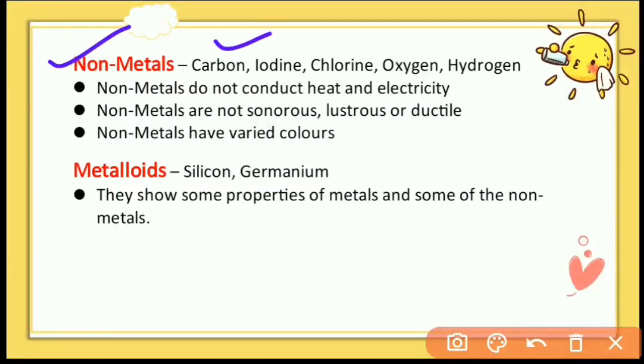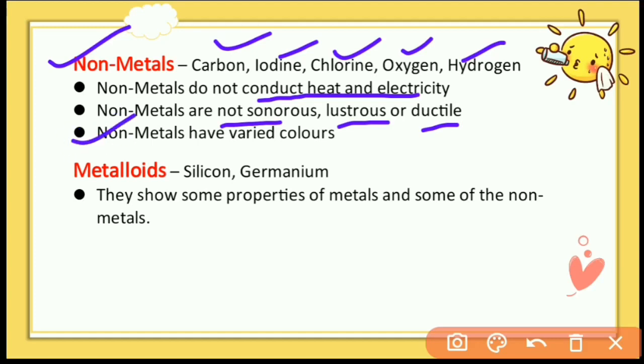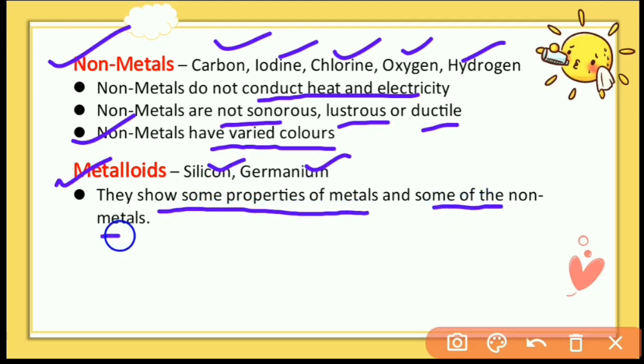Non-metals, for example, carbon, iodine, chlorine, oxygen and hydrogen. Their properties: non-metals do not conduct heat and electricity. Non-metals are not sonorous, lustrous, or ductile. So they do not produce any ringing sound, they do not have any shiny surface, and they cannot be drawn into wires. And non-metals have various colors. Next, metalloids show properties of both metals and non-metals. For example, silicon and germanium show some properties of metals and some properties of non-metals.